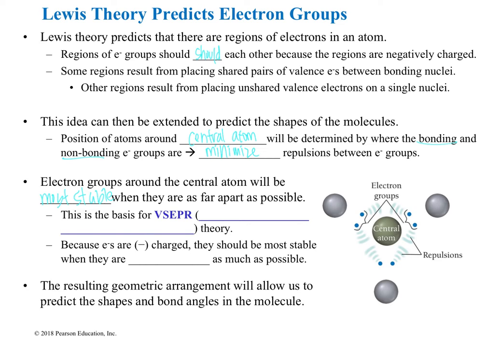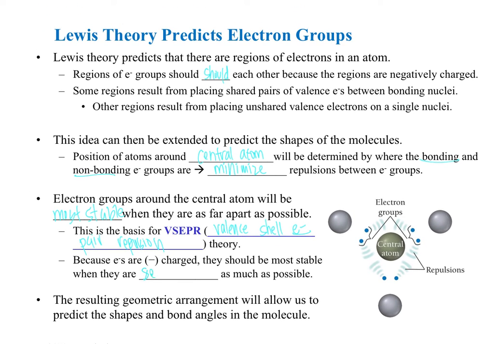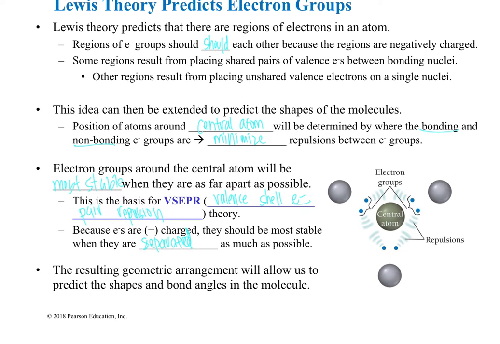So that's the basis of VSEPR theory, which is valence shell electron pair repulsion. So the electron pairs in the valence shell repel each other. Because they're negative, they're going to be separated as much as possible. And then we can count how many electron groups there are, and we can predict what the shape and the bond angles are going to be.